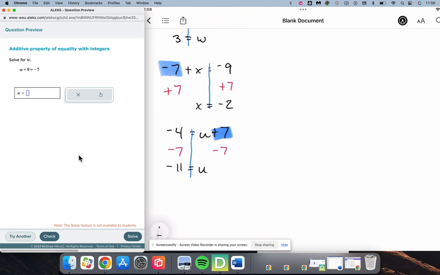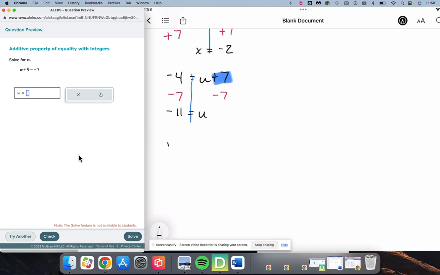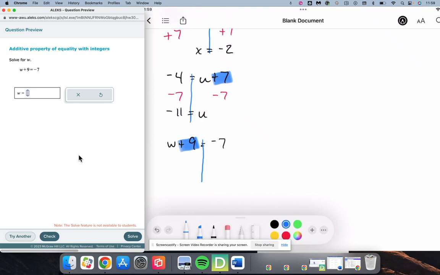One more. We've got w plus 9 equals negative 7. We see that we are adding 9 to w. The inverse operation of that would be to subtract 9. We've got to do it to both sides, so our equation remains balanced. And we get w is equal to negative 7 minus 9, which makes negative 16.